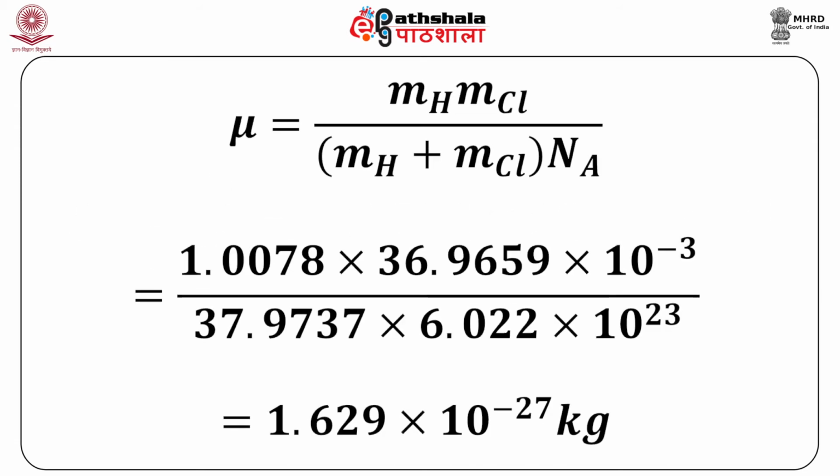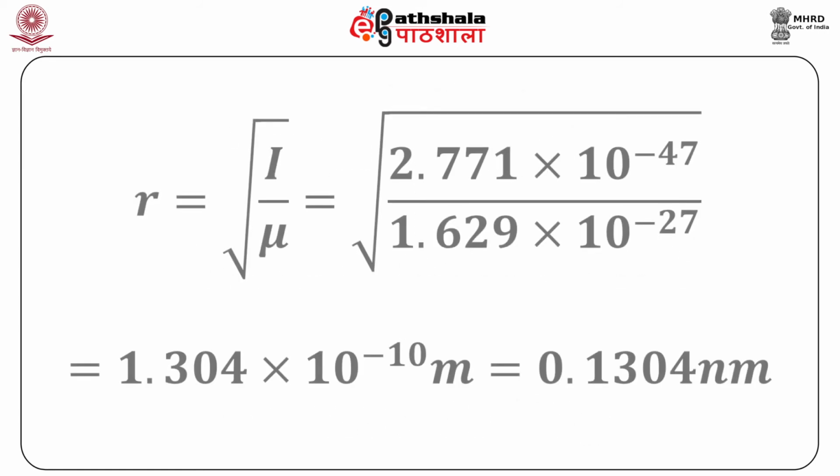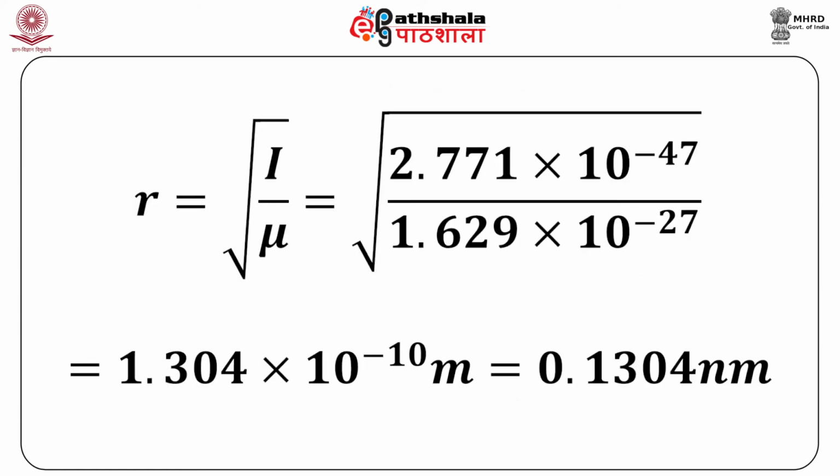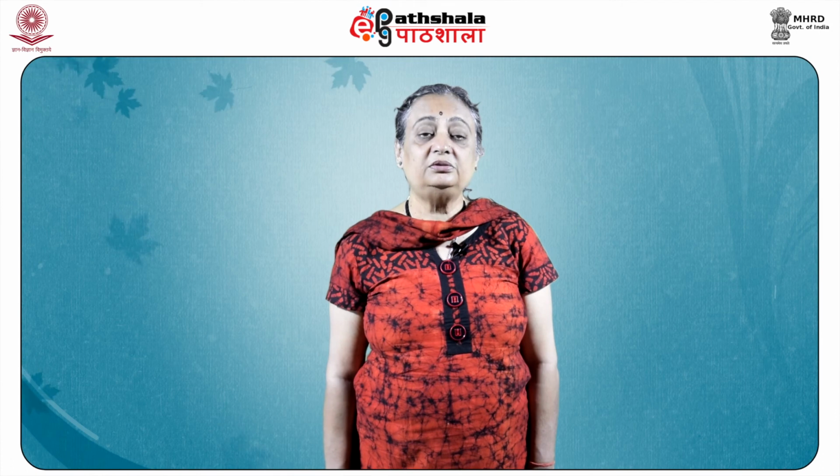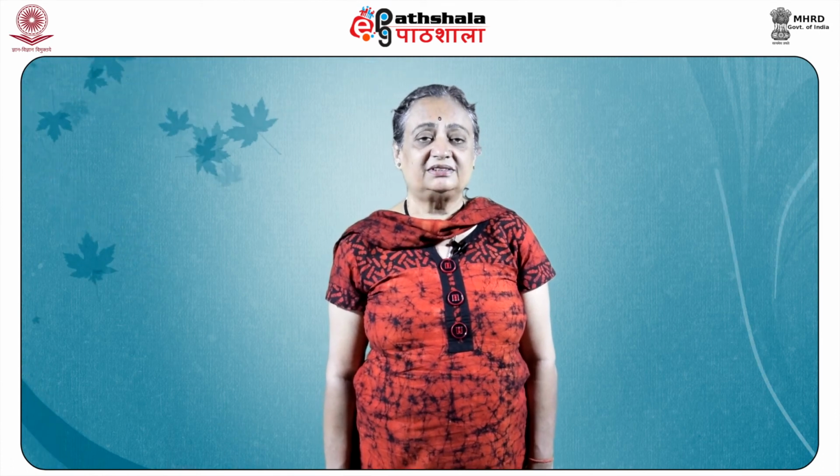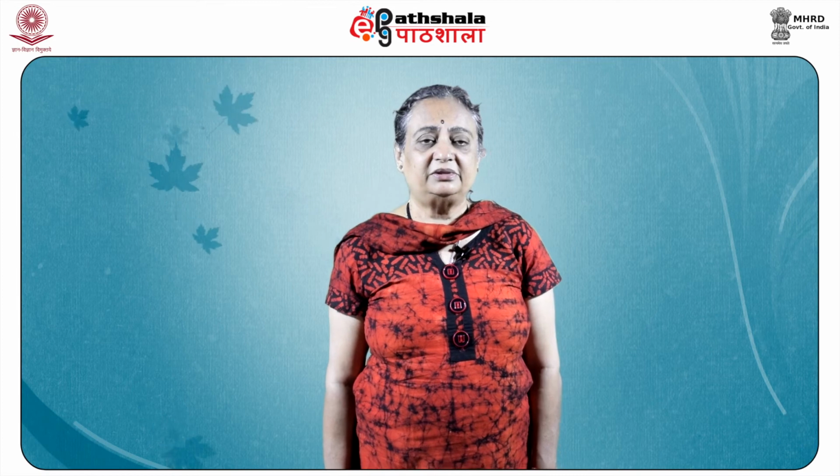The reduced mass you can find out in the usual way, m1 m2 by m1 plus m2 divided by Avogadro's number and multiplied by 10 raised to the power of minus 3 as we have been doing, and this is equal to 1.629 into 10 raised to the power of minus 27 kg. So, that means you can find out the value of R, because I is equal to mu R square, R is equal to square root of I by mu. You substitute both the values and you find that R turns out to be 1.304 into 10 raised to the power of minus 10 meters, which is equal to 0.1304 nanometer. So, you have accurately determined the value of the bond distance by looking at its vibration rotation spectrum.